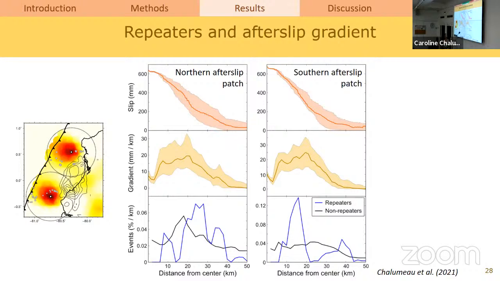And you can see that repeating earthquakes really don't have much of a connection to the amount of slip that is occurring, and they seem to have more of a correlation with the afterslip gradient here, as they seem to happen primarily either where or right after the gradient is high.